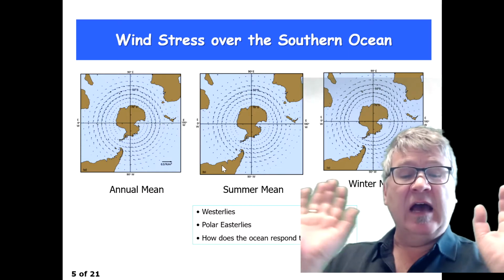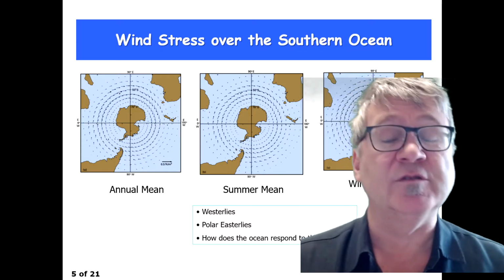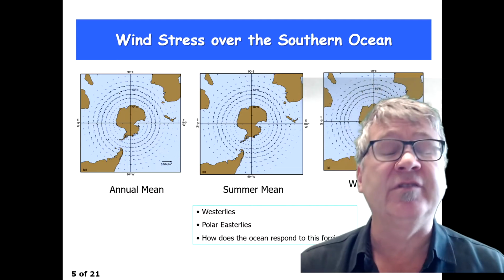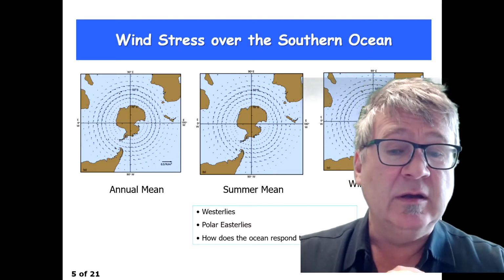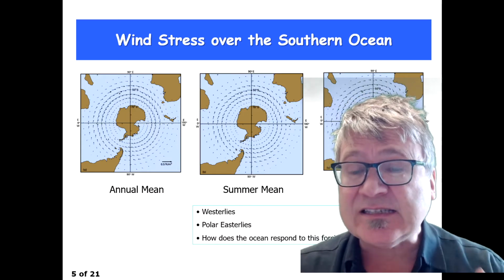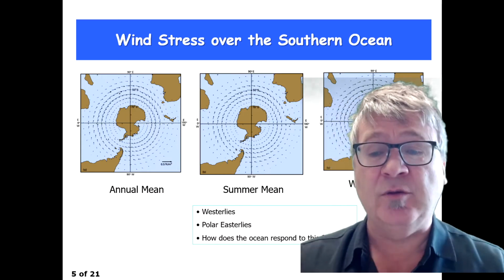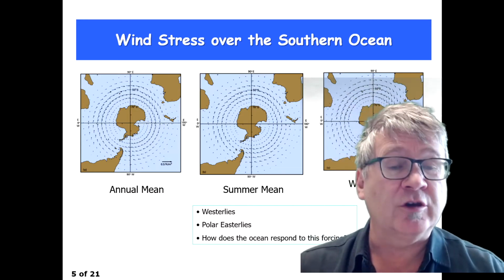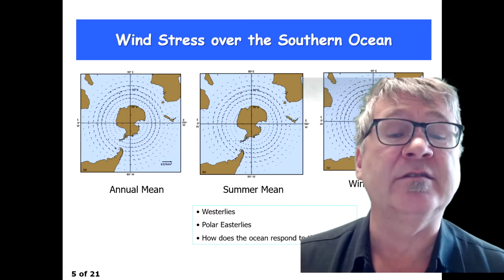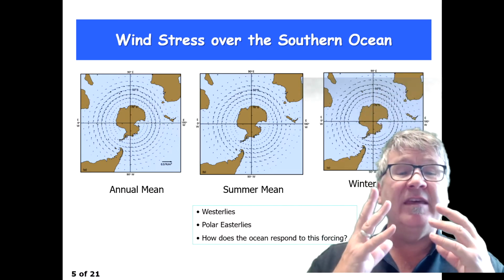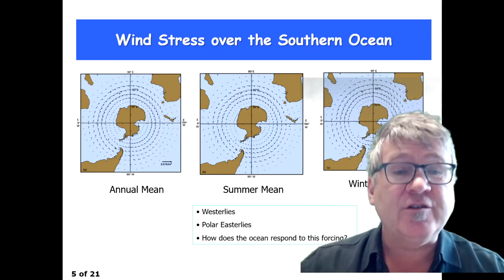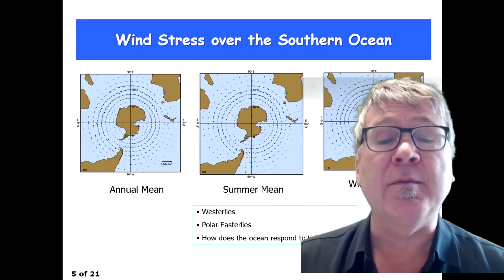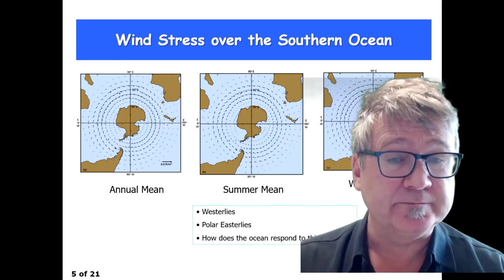So now the big question is, how does the ocean respond to this force? The winds are there all the time, there's no variation. How does the ocean respond? There are several answers, because you could think in terms of surface waves, or in terms of the currents, like the Antarctic Circumpolar Current. But you can also think in terms of vertical circulations like Ekman suction and Ekman pumping. We will have a look at all of that.